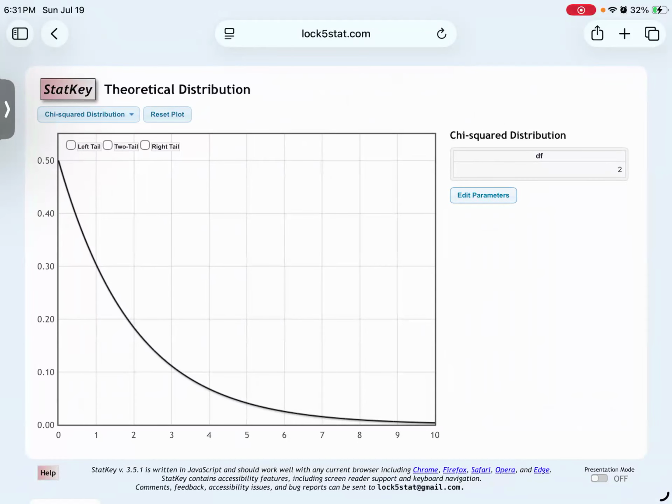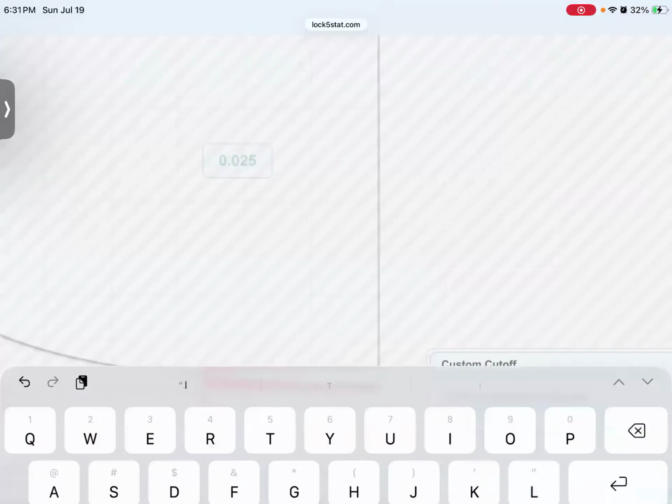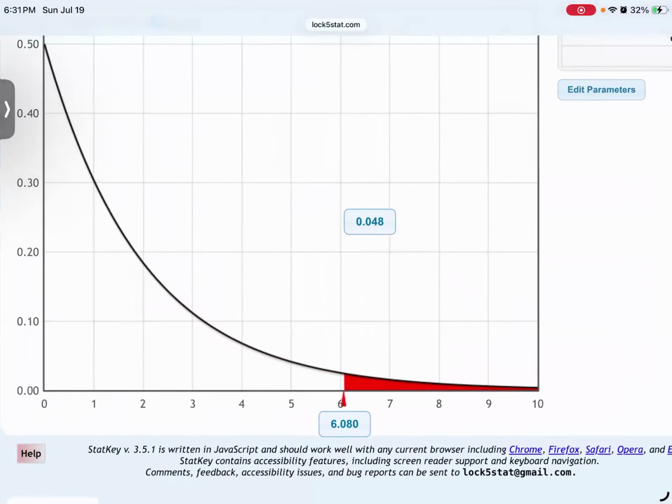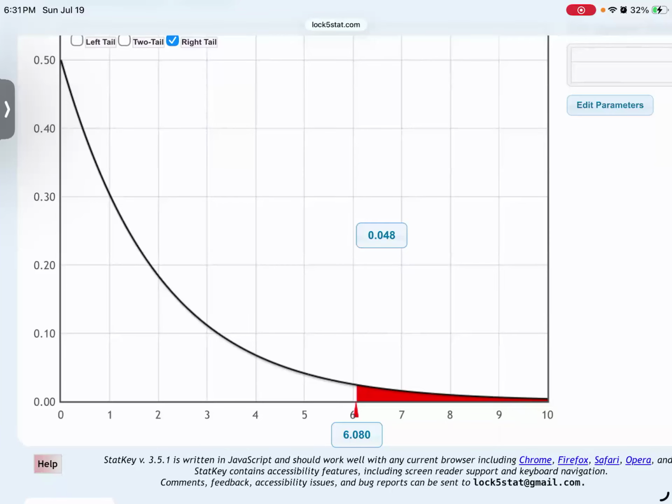And then now we're going to do right tail. And then it's going to default to the p-value of 0.025. That's not our p-value, and it won't be our p-value until we actually, at the bottom right corner, put the 6.08. I'm going to go ahead and click on that right now. Down at the bottom where I have that 7.378, we're going to change it to 6.08 and click OK. And right there, the 0.048 is our p-value.